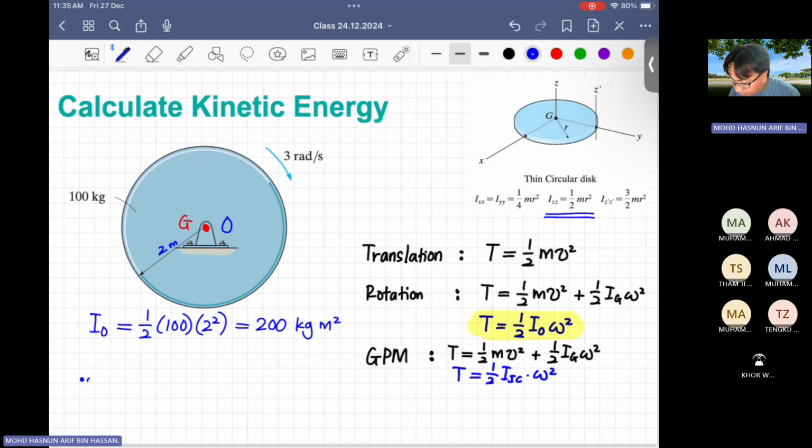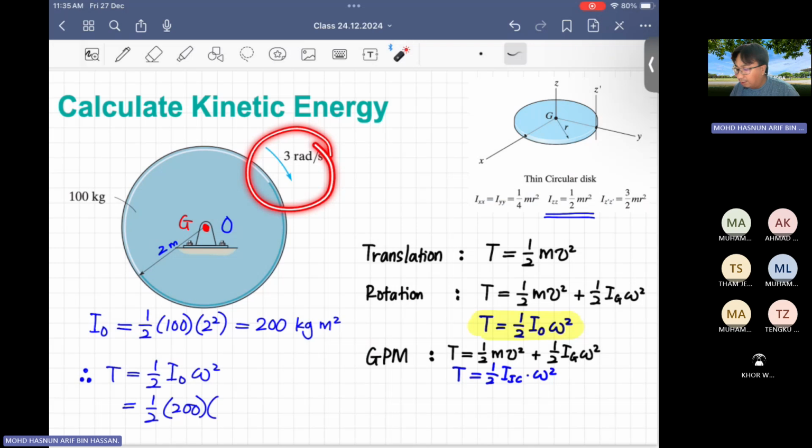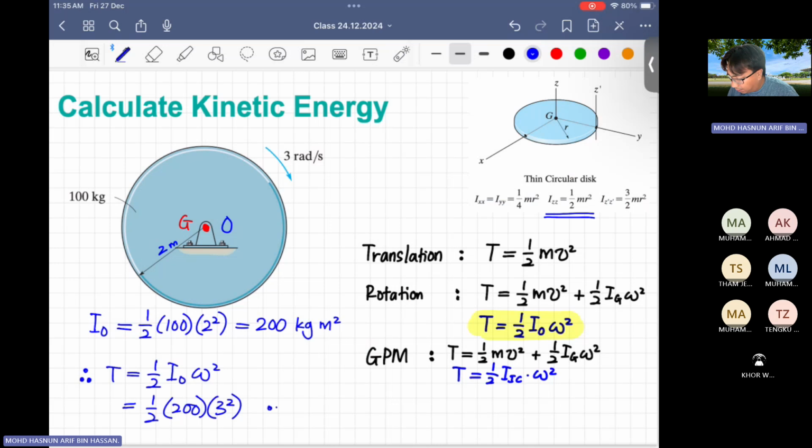And therefore, the kinetic energy T is 1/2 IO omega square is equal to 1/2 times 200 times omega, which is given here as 3 rad per second. So this thing is currently rotating at 3 radian per second. So you put in here 3 square. All right, so that would be, therefore, T is equal to 900.